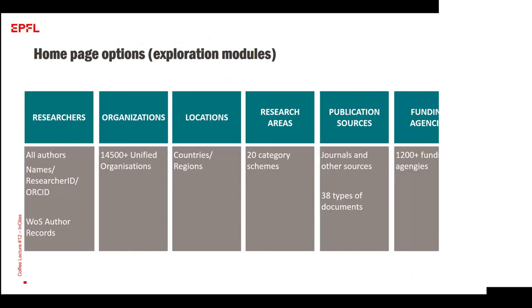Different searches are available in the six modules. For example, you can search for a researcher by ResearcherID or ORCID. Or in the locations module, you can conduct a detailed geographic analysis.